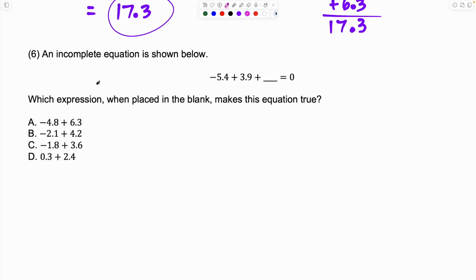Question 6, an incomplete equation is shown below, and we have negative 5.4 plus 3.9 plus blank equals 0.